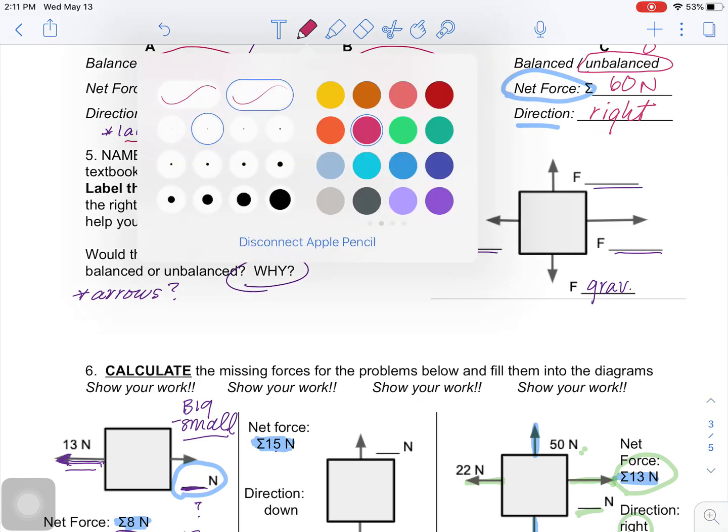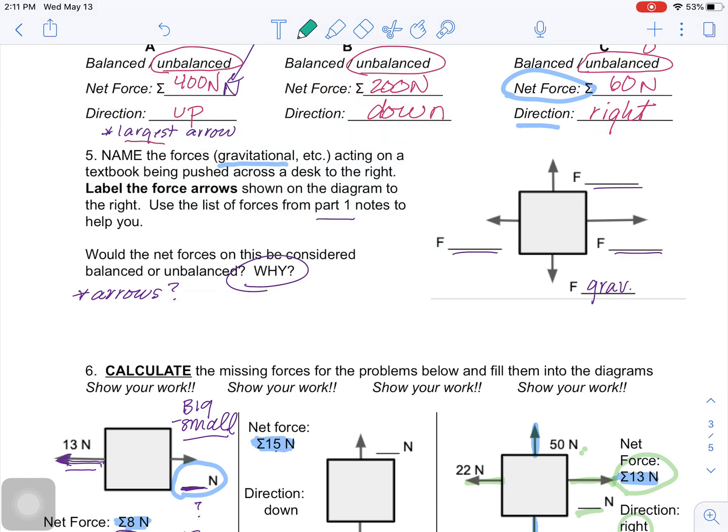Here I'm asking you to put the name on some different forces. So I already gave you the clue in the beginning video about gravity. We know that's our downward force. Gave you a clue about the scenario. It's a textbook being pushed across a desk, right? So here's the textbook. I know gravity is pulling down. The force opposite of that is going to be coming as a support force from the desk. That, of course, has to be normal force.